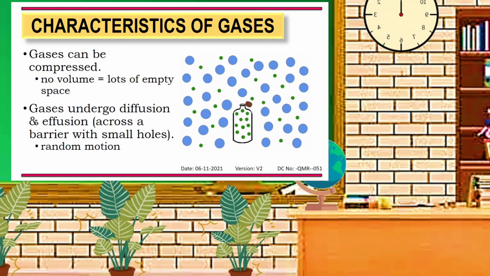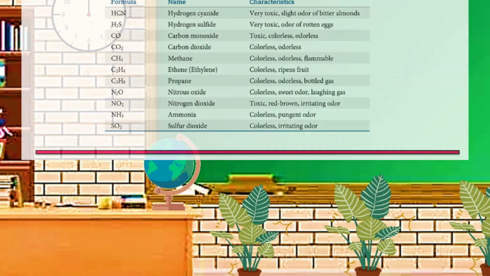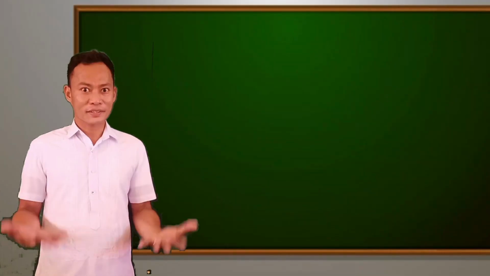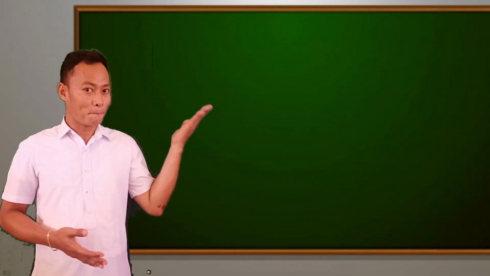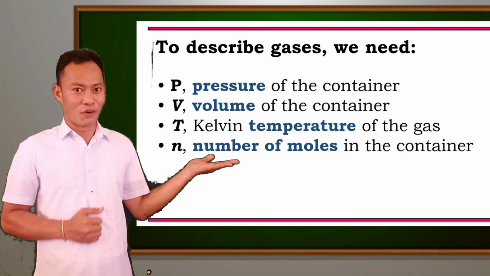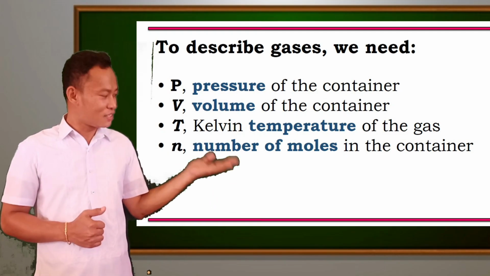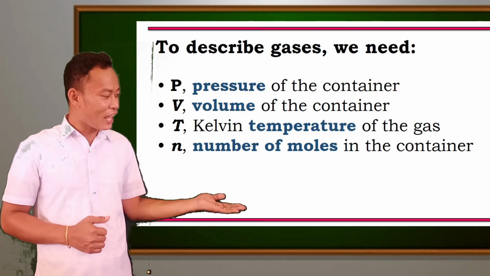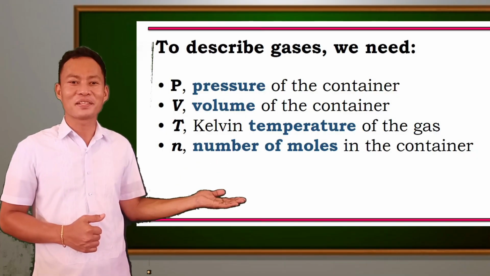Can you cite some examples of gases? Here are the examples of gases. To describe gases, we need P as pressure of the container, V as volume of the container, T as Kelvin temperature of a gas, and N as the number of moles in a container.